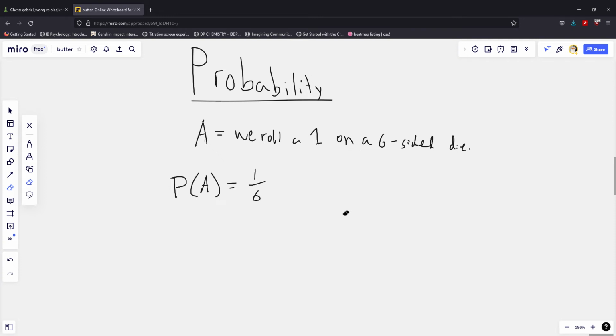Today we're going over probability. Let's start by defining an event. An event is basically a well-defined occurrence. It's something that can happen. And so let's show an example.